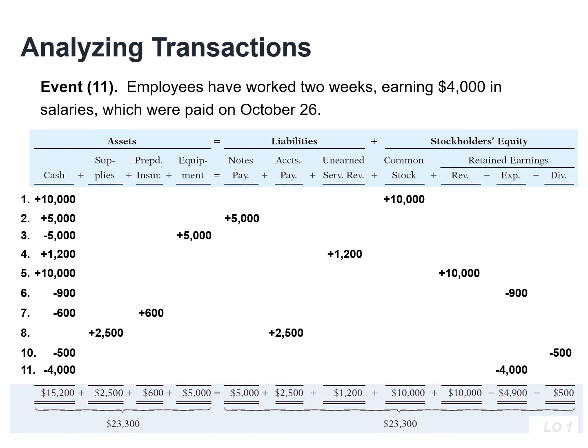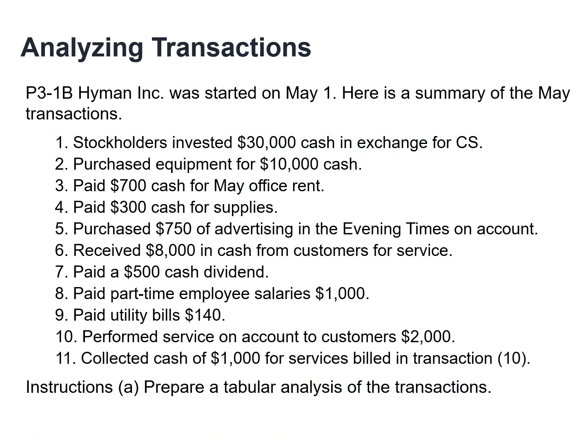We need to total each column to summarize the transactions of Sierra Corporation for the month of October and to show their cumulative effect on the basic accounting equation. So assets total $23,300, and so do liabilities and stockholders' equity. Now it's your turn to analyze transactions. The solutions to this exercise will be provided in the next video.